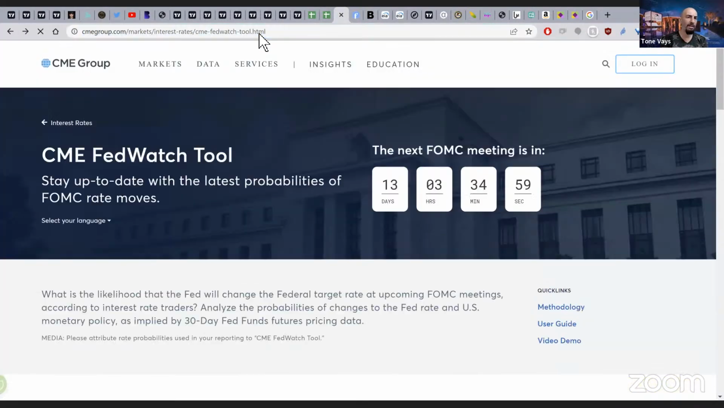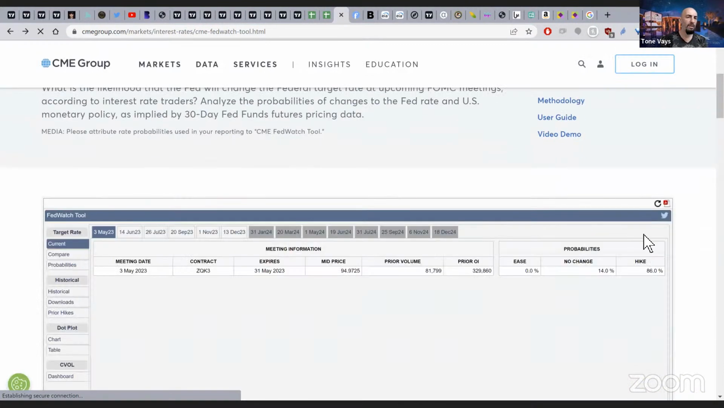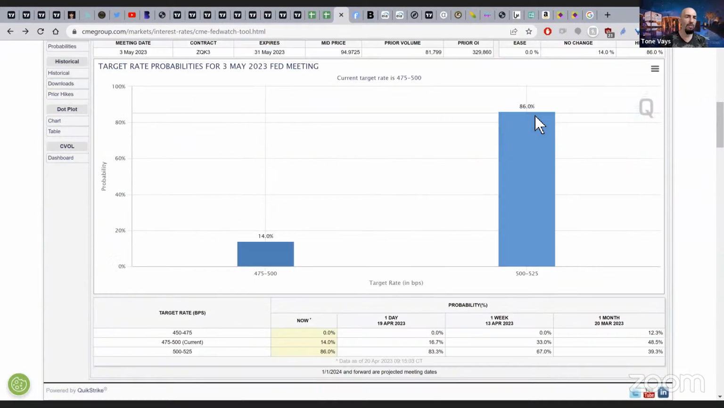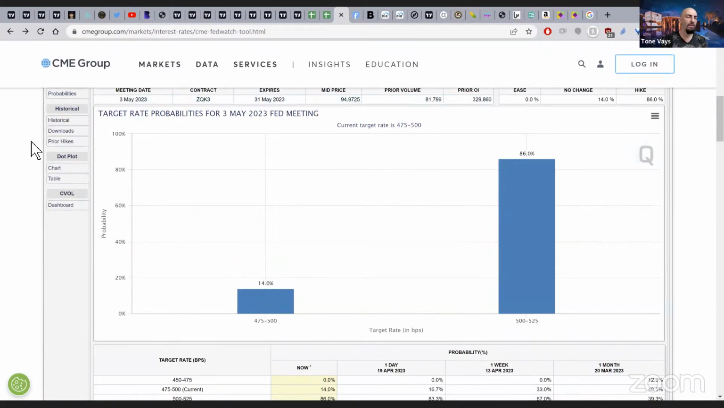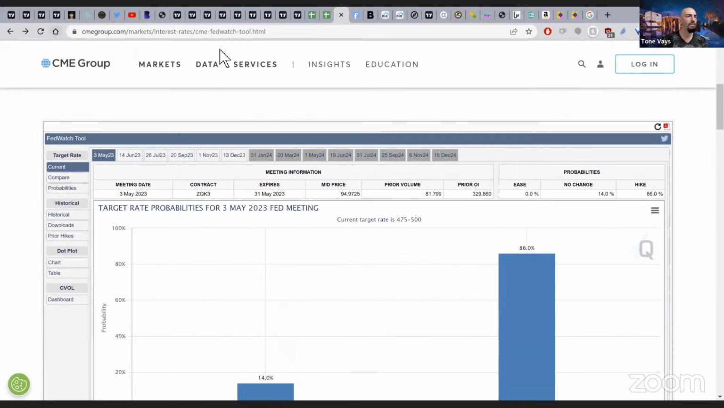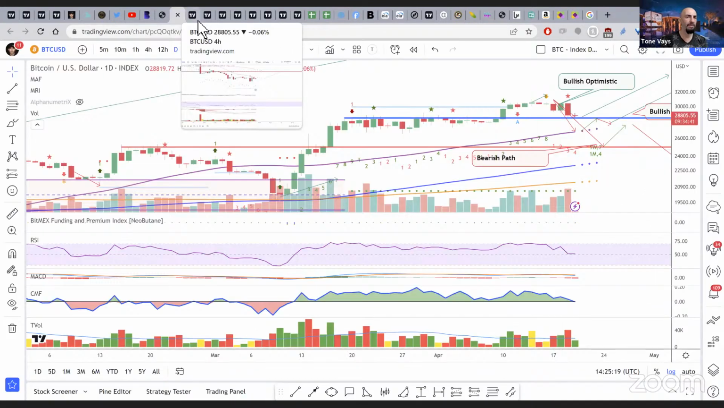Since we're talking about the Fed, we can review. Yep, 86% certainty that in 10 days, they are going to raise interest rates by another quarter basis point. Crazy, right? But it's coming.